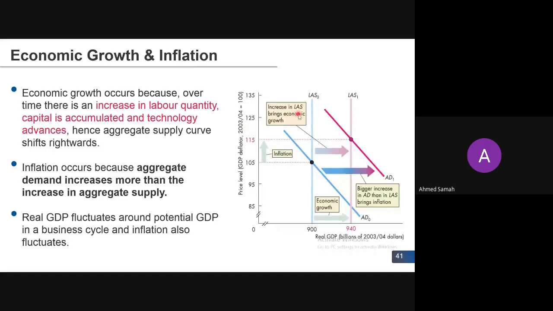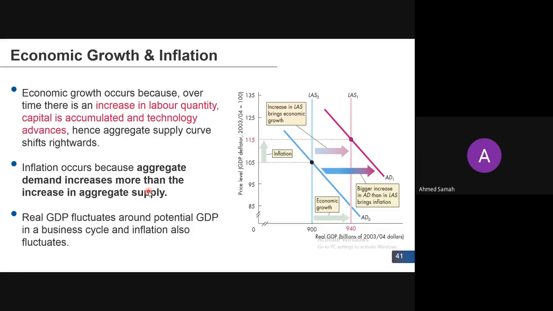Same as I have just said during the previous slides, the long run aggregate supply curve might shift when there are changes in the number of available resources. So when economic growth occurs, we are seeing that the long run aggregate supply has shifted, and also the aggregate demand has shifted in here. So inflation occurs because aggregate demand increases more than the increase in the aggregate supply.